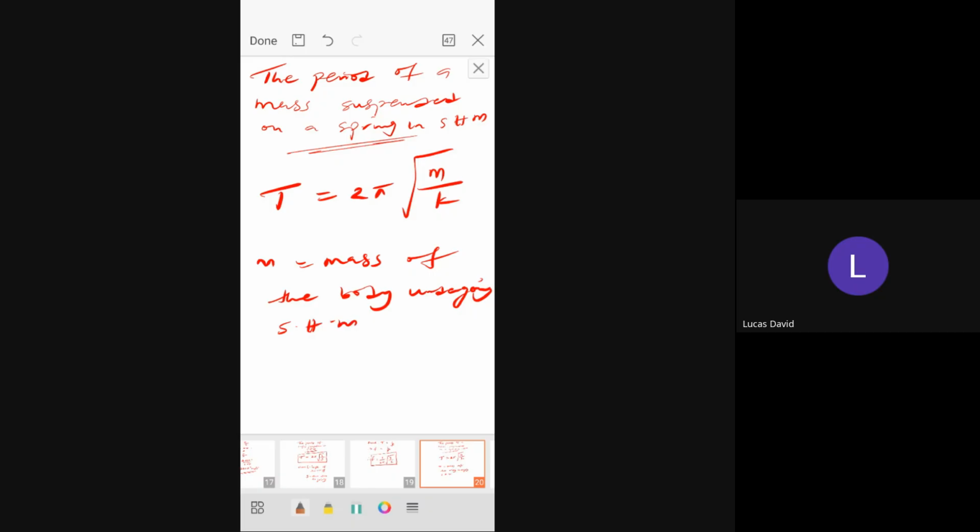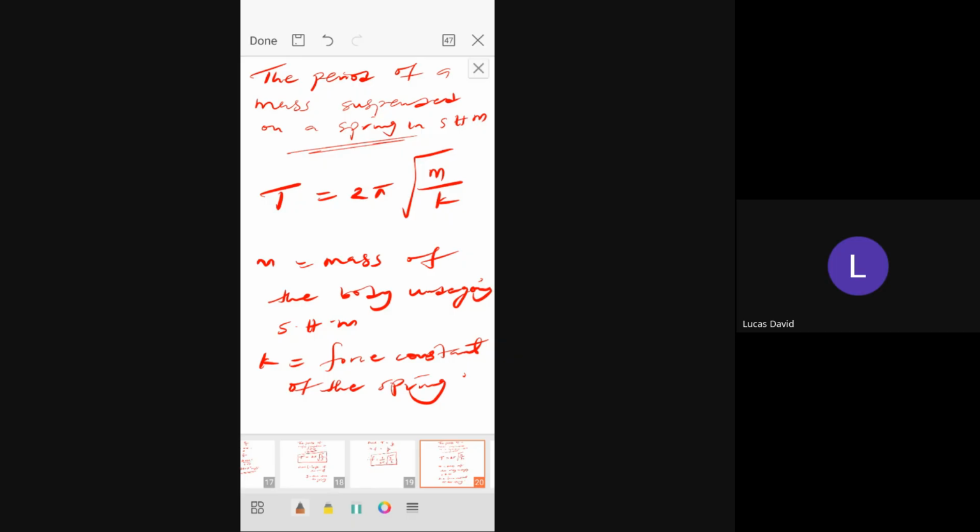and then k is simply the force constant of the spring. So every spring has a force constant, and I'm sure you can remember your Hooke's law. So k is the force constant of the spring, and that is that for that.